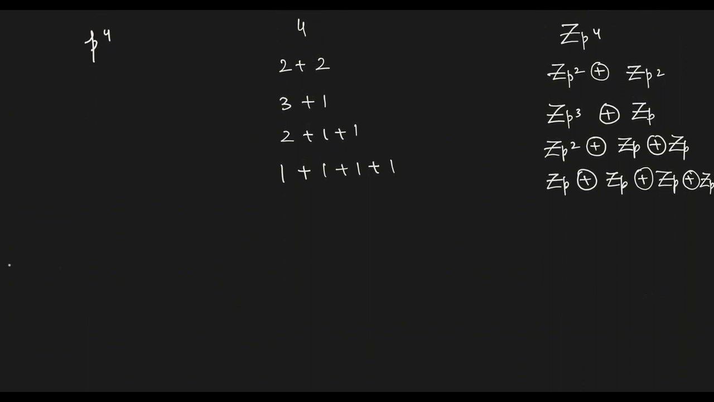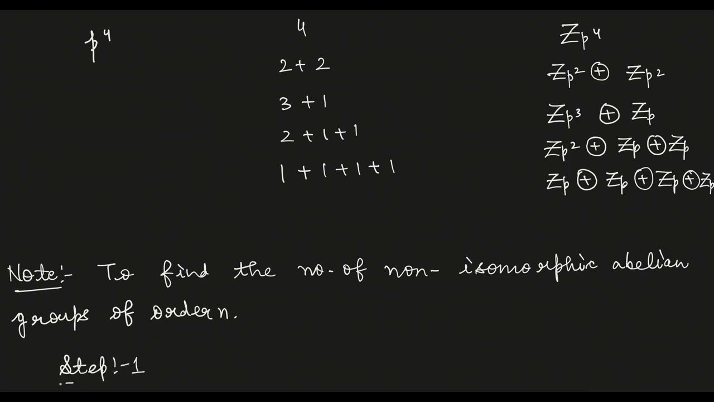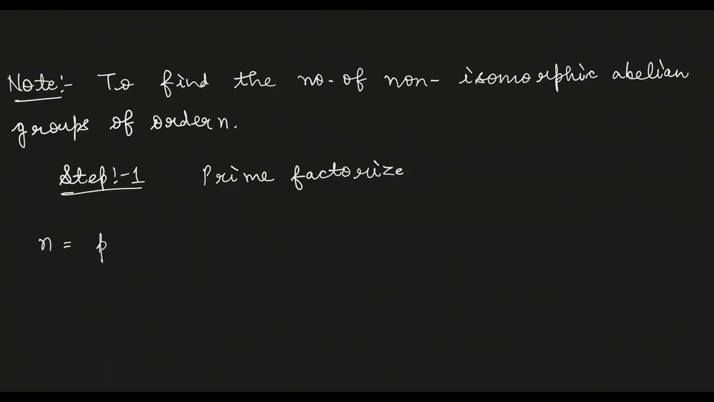Note: to find the number of non-isomorphic abelian groups of order n, first step is prime factorize n: p1 to the power k1, p2 to the power k2, and so on till pm to the power km.